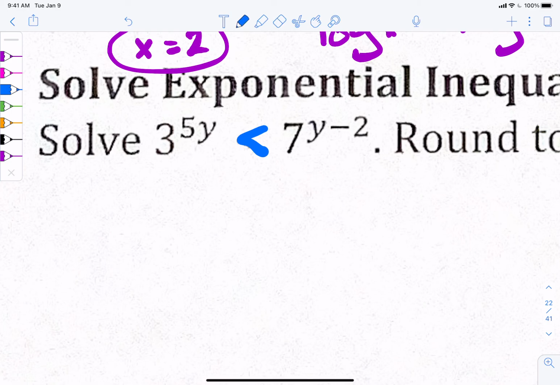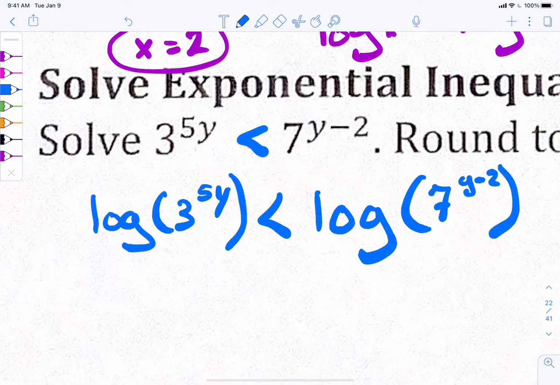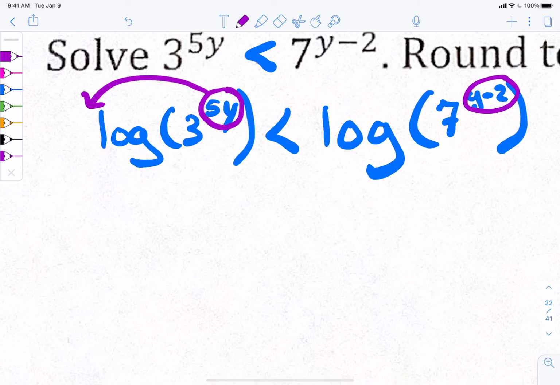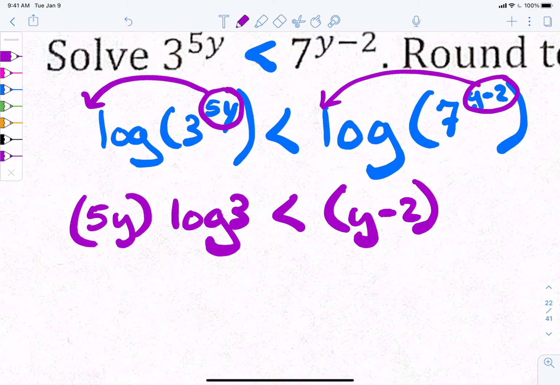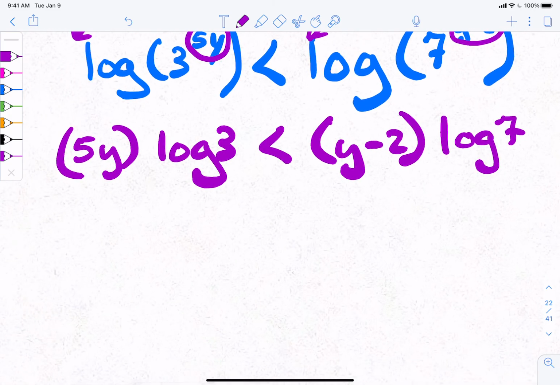You insert the log. So log of 3 to the 5y power, we're solving for y now, and log of 7 to the y minus 2 power. Same procedure again, just kind of uglier. What do we do now? Move the 5y to the front and the y minus 2 to the front. So 5y, I'm going to put it in parentheses, and log 3 comes after. Less than. Y minus 2 goes in front of log 7. A little bit uglier because we have variables on both sides now rather than just on one side.